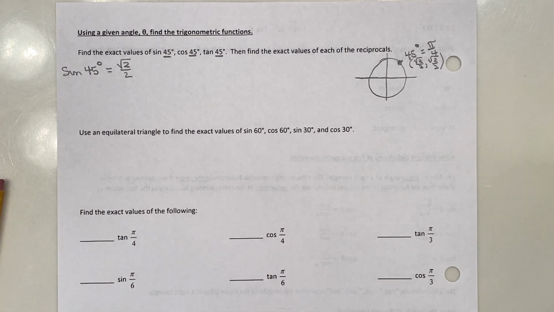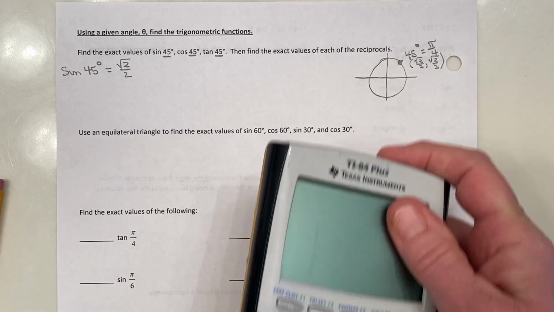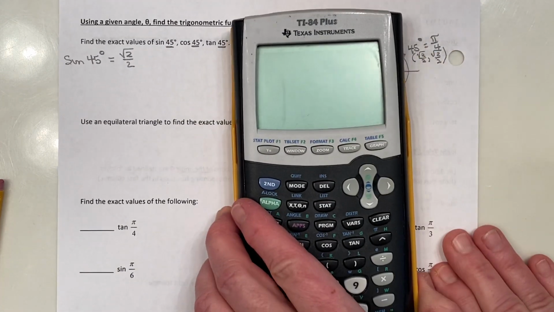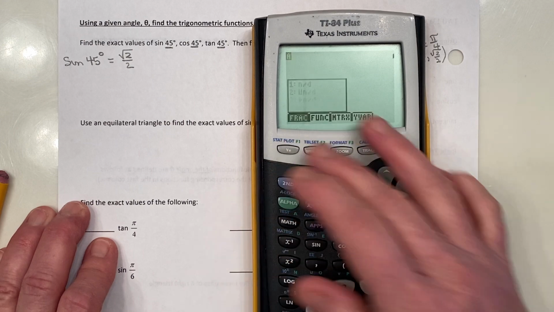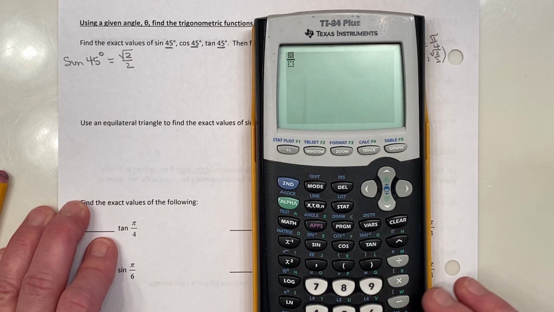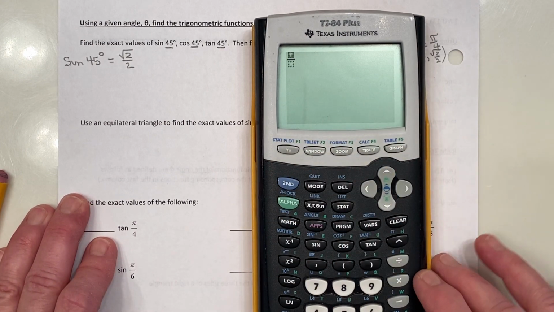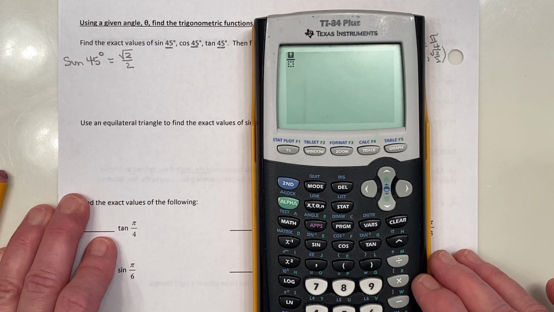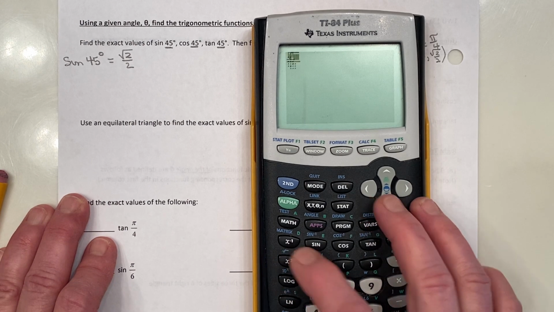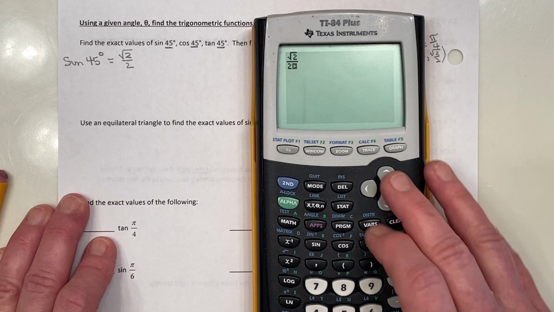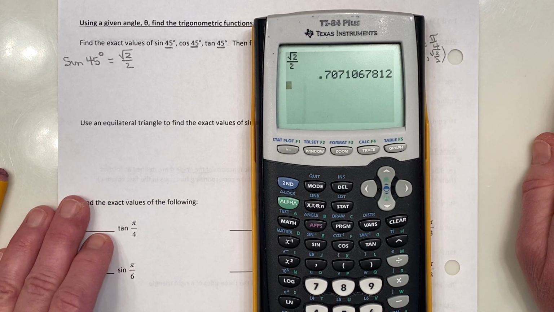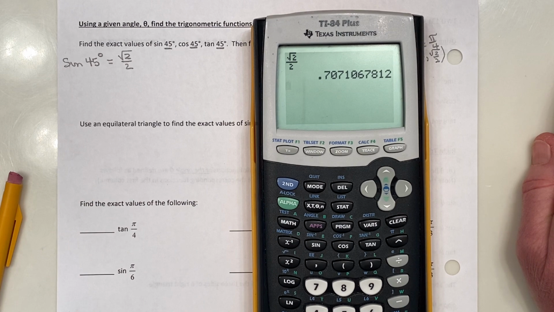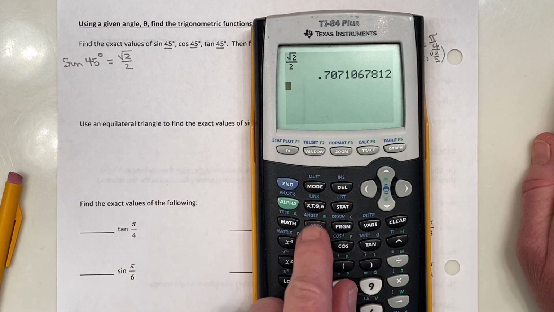Okay, if we want to verify that that's correct, let's use a calculator right now. We're done and finished, but I just want to verify that that's the correct answer. First of all, let's find out what the value of square root of 2 over 2 is as a decimal. So I'm going to find out what is square root of 2 divided by 2 as a decimal. All right, I can see it's there, 0.7071, etc. Okay, so now let's go to the calculator and find the sine of 45 degrees.